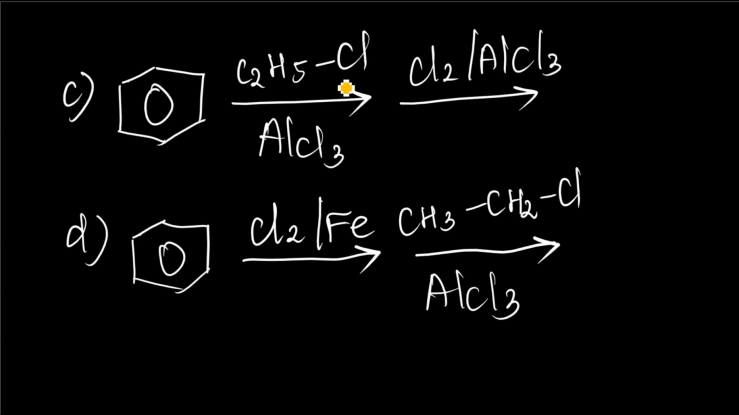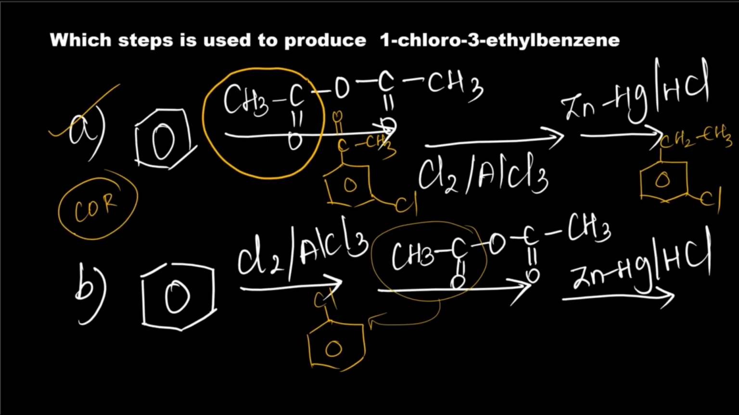Then option D says first the ethyl group, then Cl2. The R group is ortho para directing once again. So obviously Cl2 will go to ortho and para. And the other option says Cl2 first. I told you it is deactivating, but still it will direct to ortho and para. So this will not give you the answer. So the answer to this question is option A.